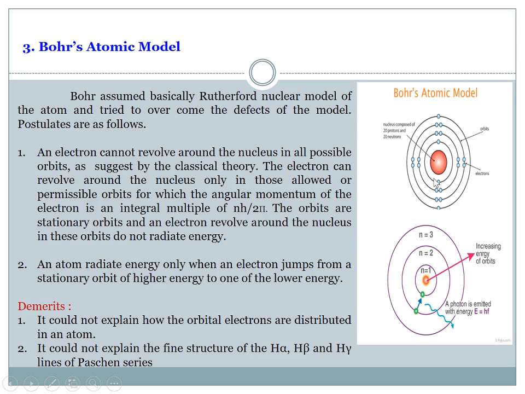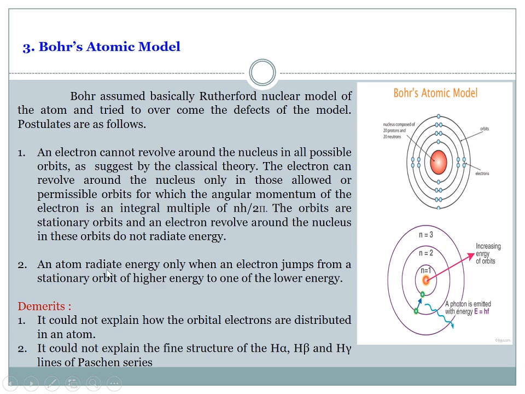h by 2 pi. If n is equal to 1 then that is the first orbit, n is equal to 2 that is the second orbit, n is equal to 3 that is the third orbit. Likewise the angular momentum of these electrons goes on increasing. But when the electron enters into the first orbit its angular momentum is n equal to 1, so therefore it becomes h by 2 pi only. Any electron which enters into the first orbit must rotate with an angular momentum h by 2 pi. So that is the first postulate of Bohr's atomic model.